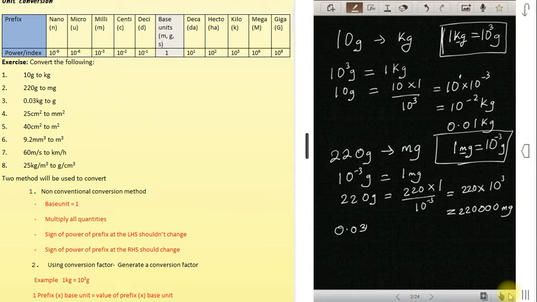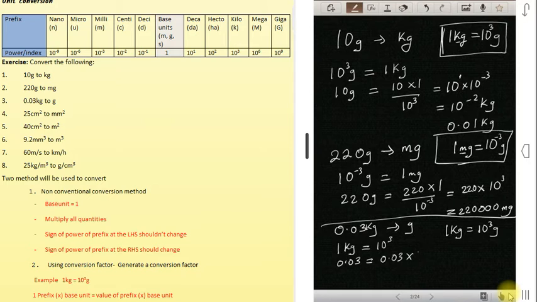All right, now let's convert 0.03 kilogram to gram. Let's generate the conversion factor. 1 kilogram is the same thing as 10 to the power of 3 gram. So 0.03 kilogram is the same thing as 0.03 times 10 to the power of 3, which is the same thing as 3 times 10 to the power of negative 2 times 10 to the power of 3, which is the same thing as 3 times 10 to the power of 1, or 30 gram.